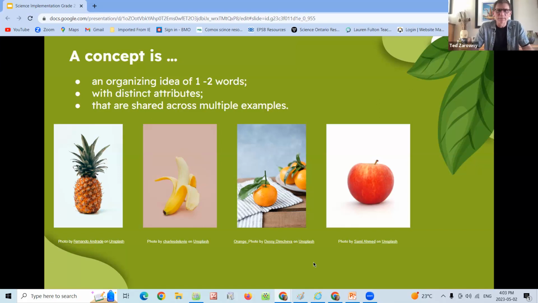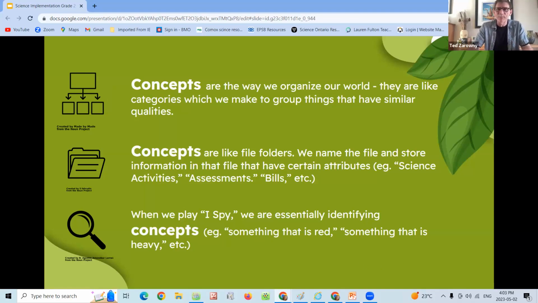For example, fruit. It has distinctive attributes. We know that a fruit has those attributes or characteristics which allow us to classify things as fruit, such as the pineapple, banana, orange, and apple. There are multiple examples of fruit, and we can think of all kinds of other fruit that aren't in there that fit under the category of fruit. We could even get more specific and look at apple, which is a fairly specific concept, because underneath that we can have crab apples, Granny Smith apples, and all kinds of different apples. So concepts are essentially the way we organize our world.